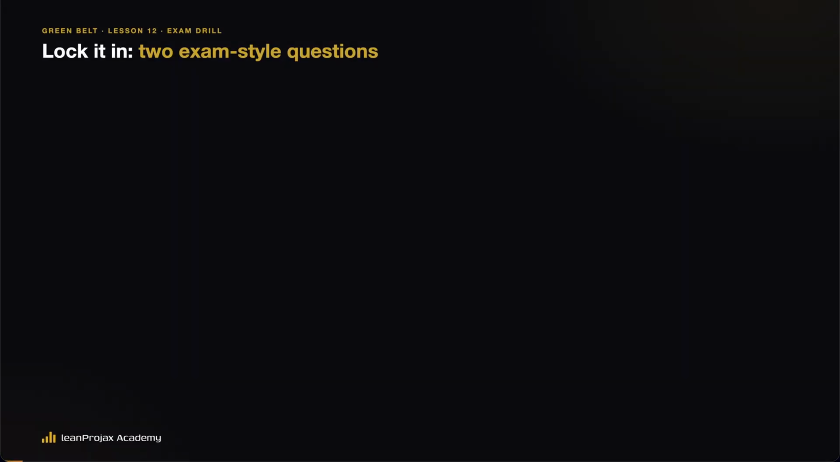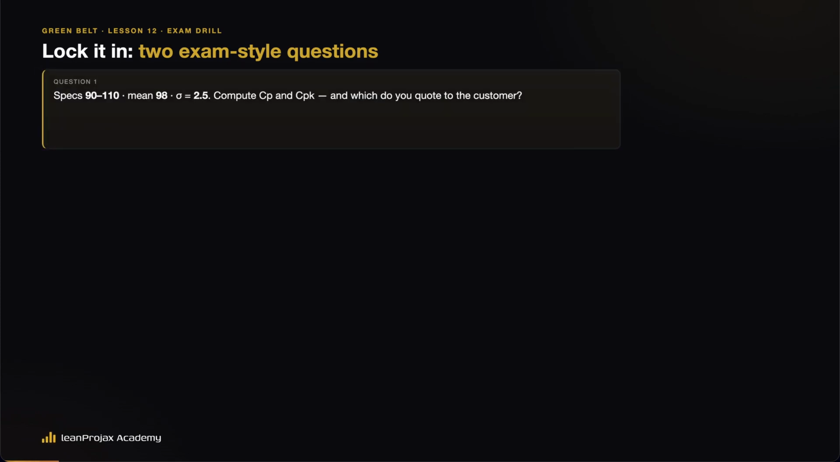Exam drill. 2 questions. Question 1. Specs 90 to 110, process mean 98, standard deviation 2.5. Compute CP and CPK. And which one do you quote when the customer asks, "Can you hold my spec?" Pause here if you need a moment. CP 20 over 15, 1.33. CPK, nearest limit 90, 8 units away over 7.5, 1.07. Quote CPK. The customer lives with your reality, not your potential.